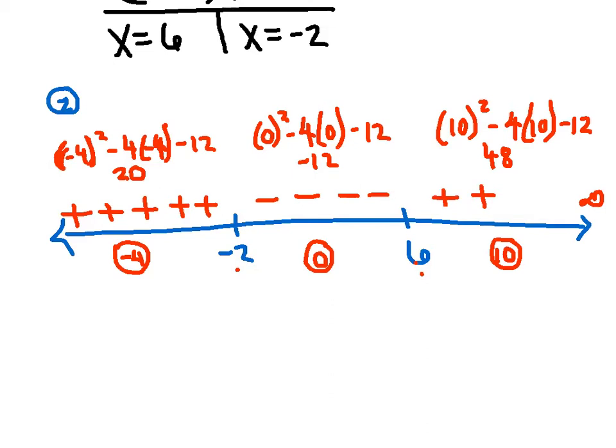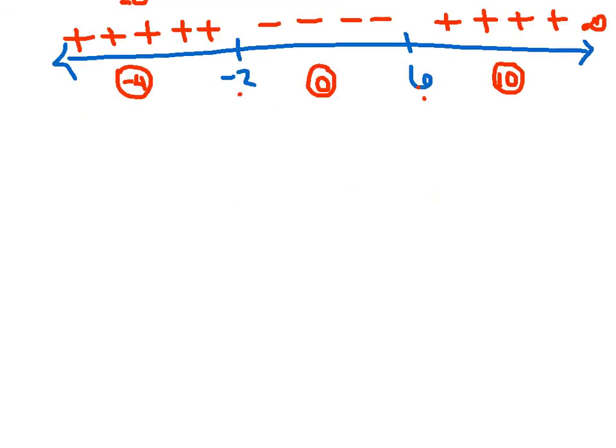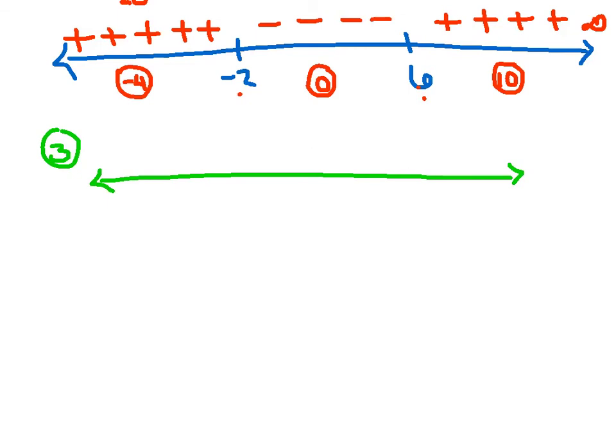Focus being on the fact that we got a positive answer. At this point, we've finished our sign chart, and we're going to move on to our third and final step. Our third step says we need to identify our answer in two ways. First of all, graphically. We're just going to reconstruct a number line, roots being at -2 and +6.